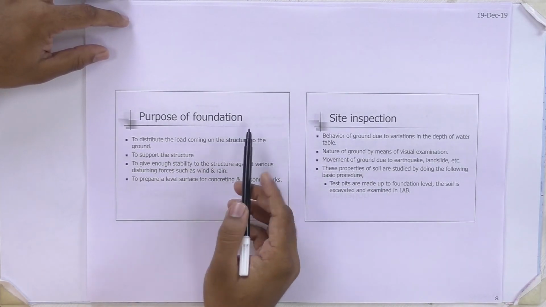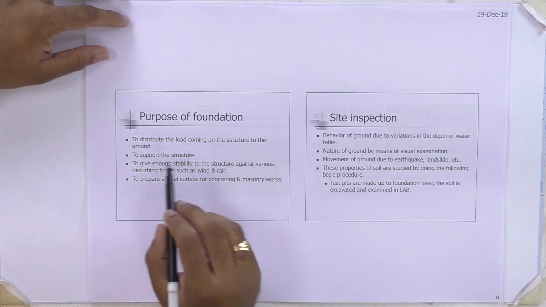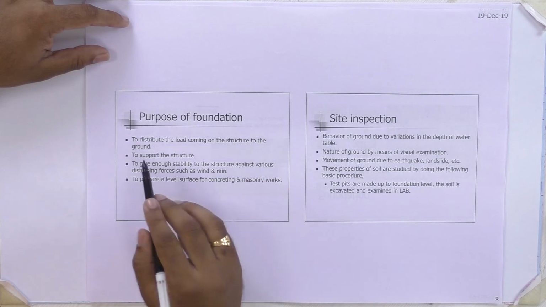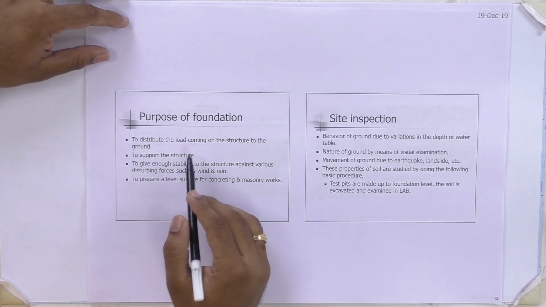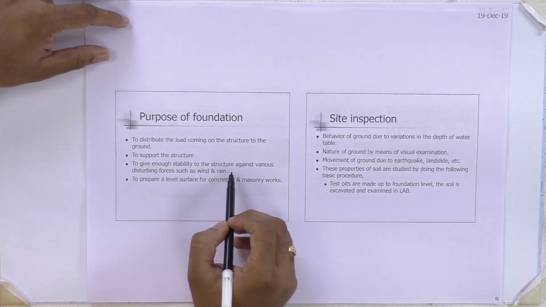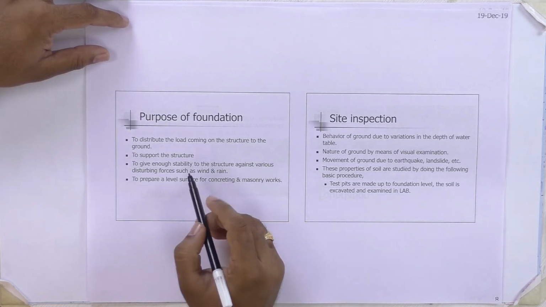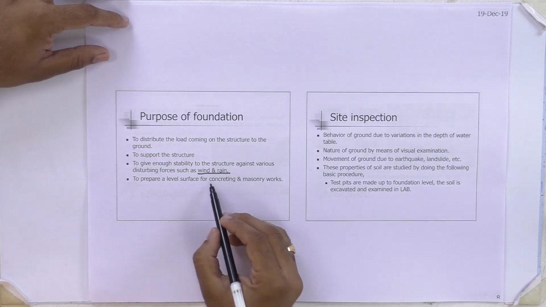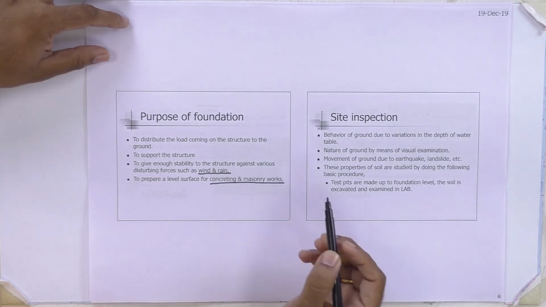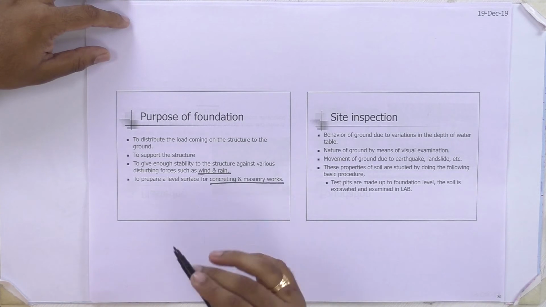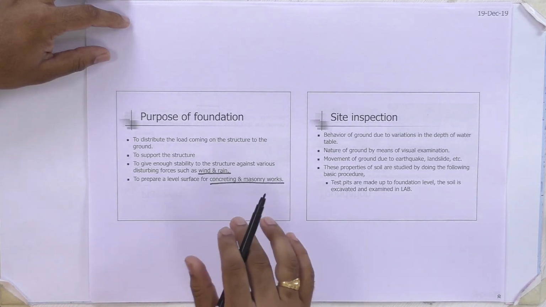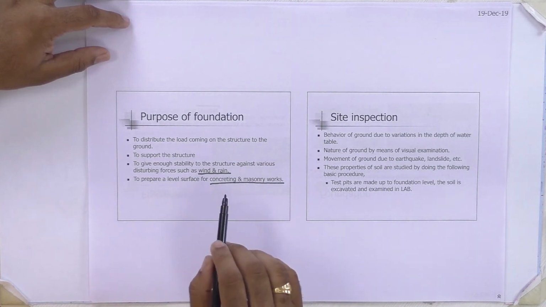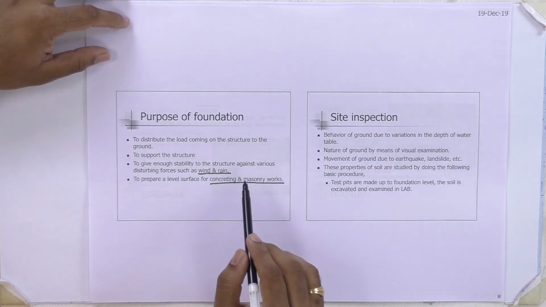What is the purpose of constructing a foundation? The first purpose is to distribute the load coming on the structure to the ground, to support the structure, to give enough stability to the structure against various disturbing forces such as wind and rain, and to prepare a level surface for concreting as well as masonry works. If we construct above a level surface without a foundation and there is an earthquake, it will affect the structure. For that purpose, we are providing the foundation.